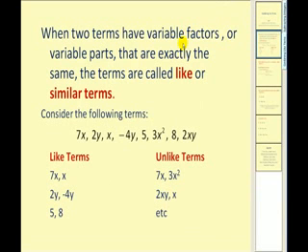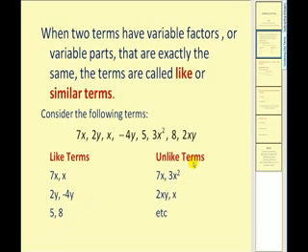When two terms have variable factors or variable parts that are exactly the same, the terms are called like or similar terms. If we consider the following list of terms, 7x and x are considered like terms because their variable factors, in this case x, are exactly the same, in this case x to the first power. 2y and negative 4y are like terms, again because the variable factors or variable parts are identical, both in this case y to the first power. 5 and 8 are also considered like terms.